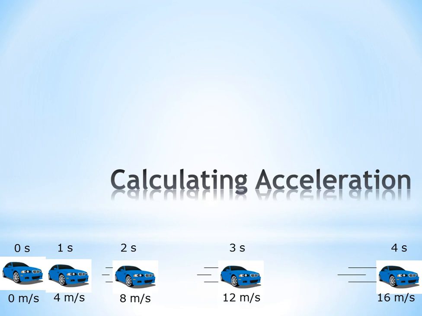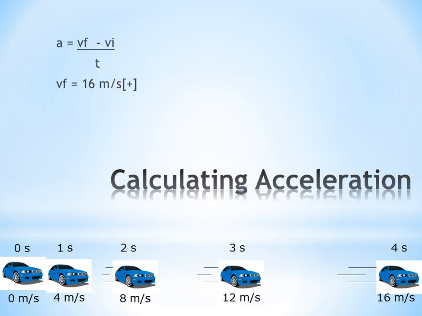To calculate acceleration, we have a diagram at the bottom. We see a car that is starting at 0 meters per second velocity and ending at 16 meters per second. We'll say it's going eastward because that's the way it's flying across my screen. And this is from 0 to 4 seconds. So already we have a lot of information.